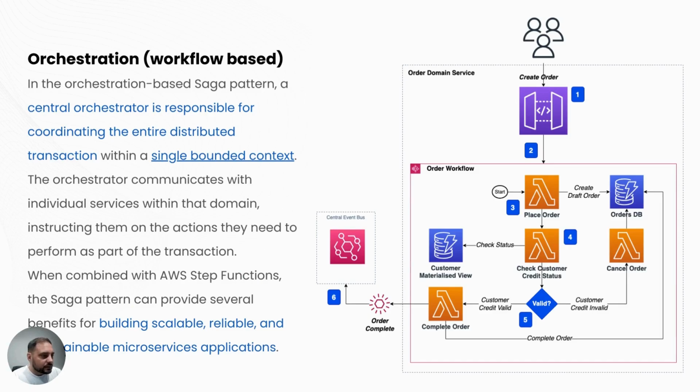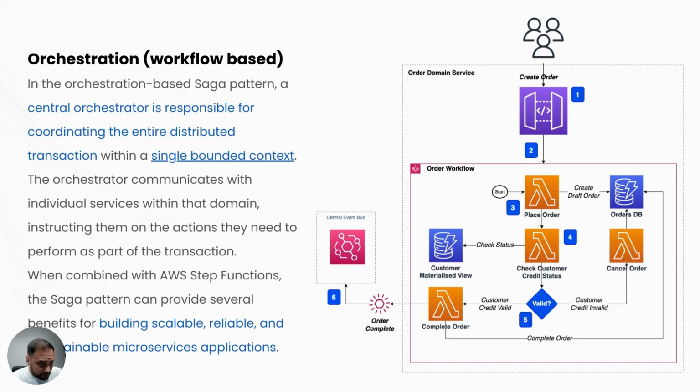So the next one is orchestration. So you can see on the right there, this is more workflow based, and this should always happen within a single bounded context. And this is using Step Functions. So we can see here, again, it's very similar to the previous one. Somebody creates an order. We've got a direct integration with an Express Workflow here. We place the order, so we put it in DynamoDB with a draft status.